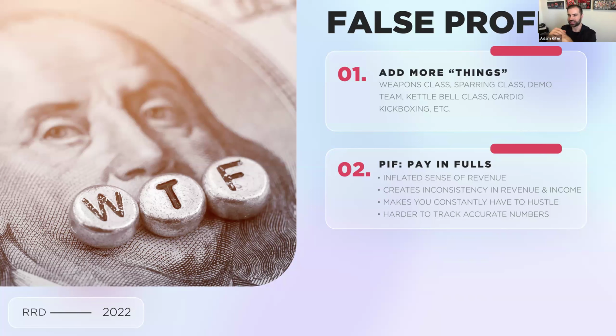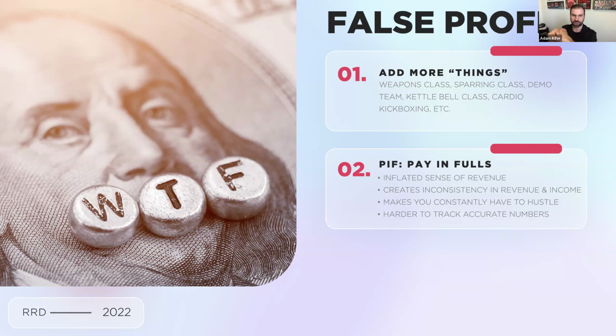What I mean by that is if we think the average martial arts school's profit margin is about 10 to 15%, okay, that's average. Our goal is really 25 to 30% profit margins. But if the average is 10 or 15%, and you are offering a pay in full option that gives them a 10% discount, you just pretty much gave away all of your profit by doing that pay in full.